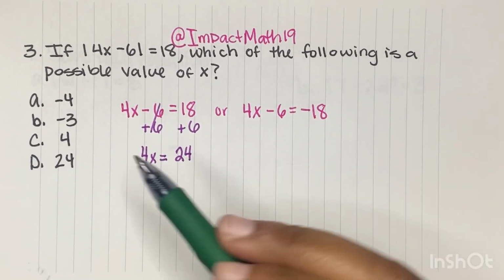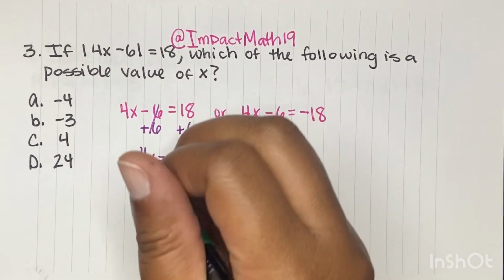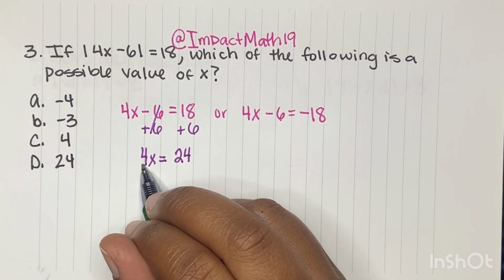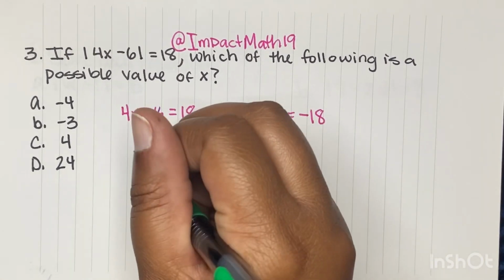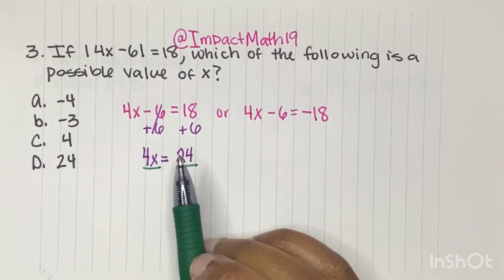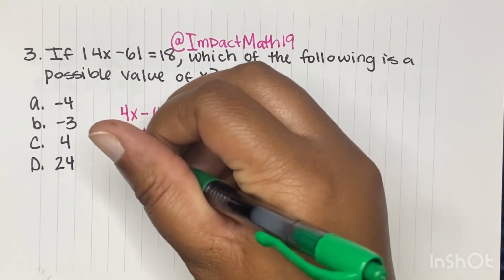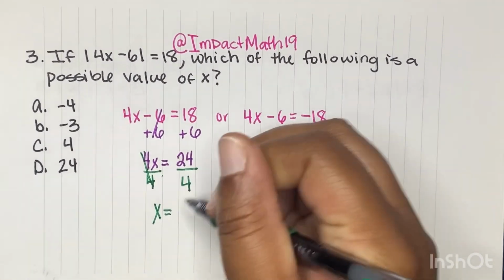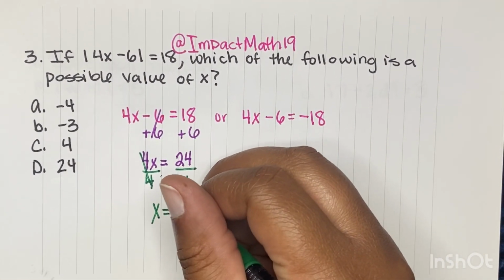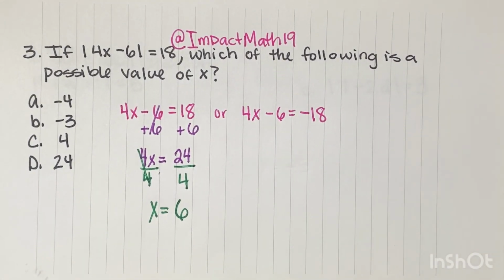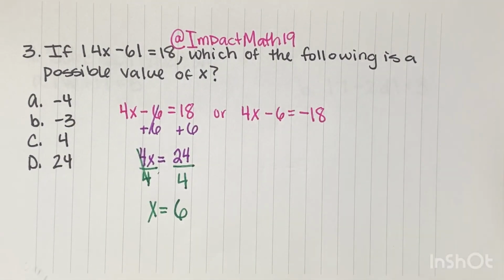Well, how do we get x by itself? Whenever you have a number attached to a variable, they're multiplied. So to undo multiplication, we divide by what's with the x. We're going to divide by 4 on both sides, and 24 divided by 4 is 6. All right, I don't see 6 over here, so let's solve this equation over here.